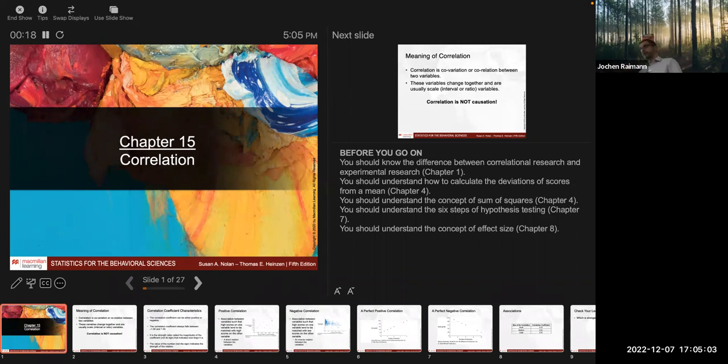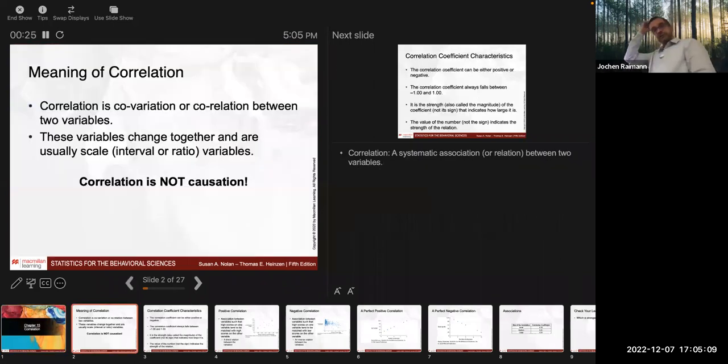So correlation. We're moving away from classical hypothesis testing where we're comparing means against each other. We're moving now towards correlation, where we're trying to find an association between two variables that are essentially normally distributed. And that's the huge distinction.